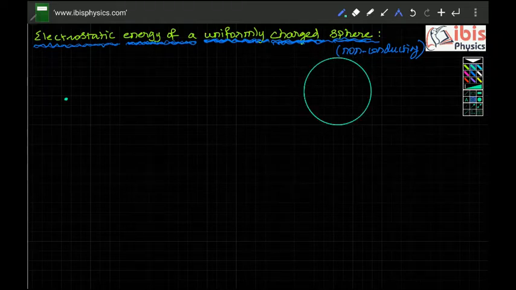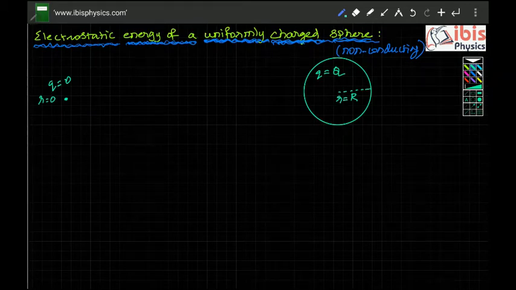To put you into perspective, you have got nothing. You just have this. And what you intend to have is a sphere of radius R with charge Q. So you are building from charge q equal to 0 to charge q equal to Q, and radius r equal to 0 to radius r equal to R.